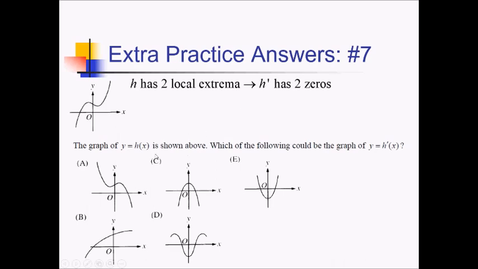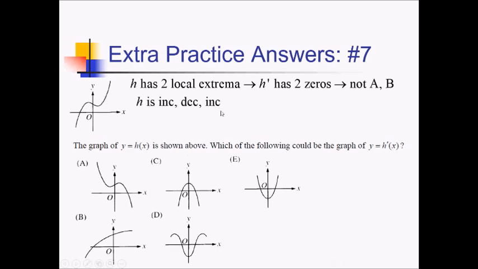So taking a look at our options here, A only crosses once, same thing with B. C, D, and E all cross twice, so those are okay, but we can eliminate A and B right off the bat. Another thing I notice is that h is going from increasing to decreasing to increasing.